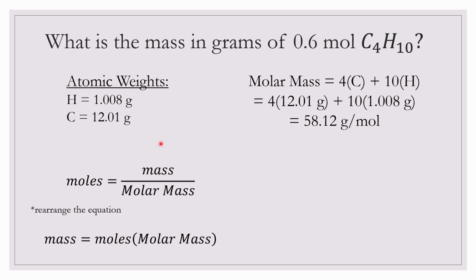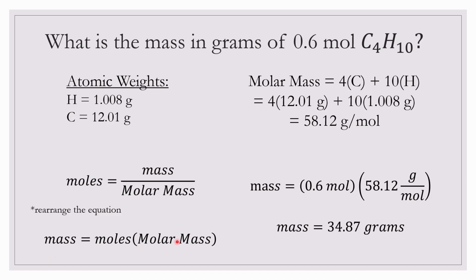Using this, we will use the equation moles is equal to mass divided by molar mass. Then we will rearrange this since we are solving for mass. If we cross multiply and then set it equal to mass, we have mass is equal to moles times the molar mass. So we have the molar mass and we have the number of moles. When we multiply these two together, we have 34.87 grams.